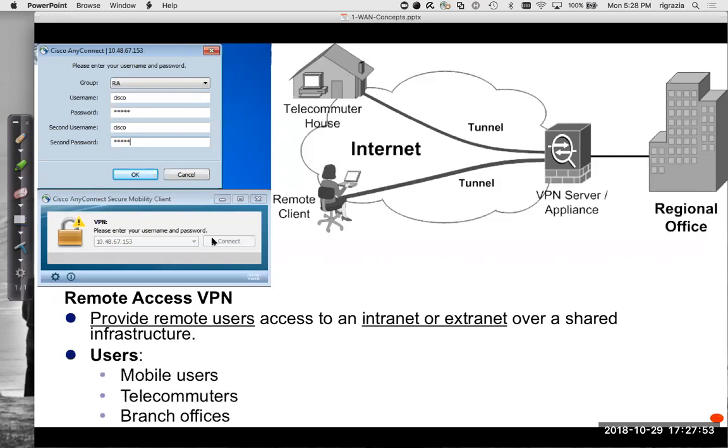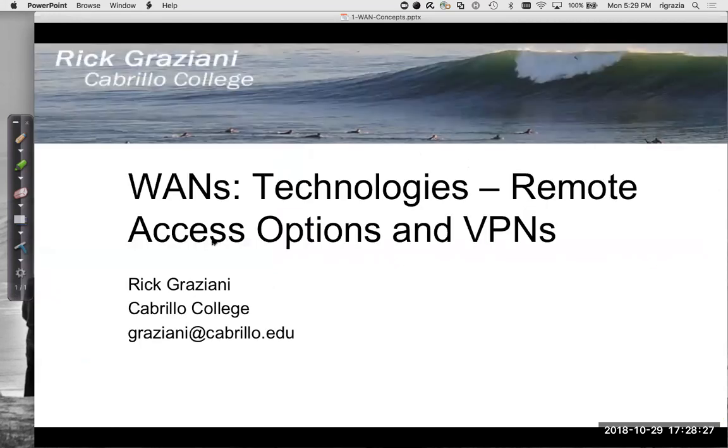This is obviously what's used by mobile users, telecommuters, branch offices, wherever you're away from the main office. Typically for a branch office, if you're going to be using that connection a lot, you usually want to set up a site-to-site VPN. But if that connection isn't available, then you can set up a remote access VPN. So that's just a little overview of some of the remote access options and VPNs.